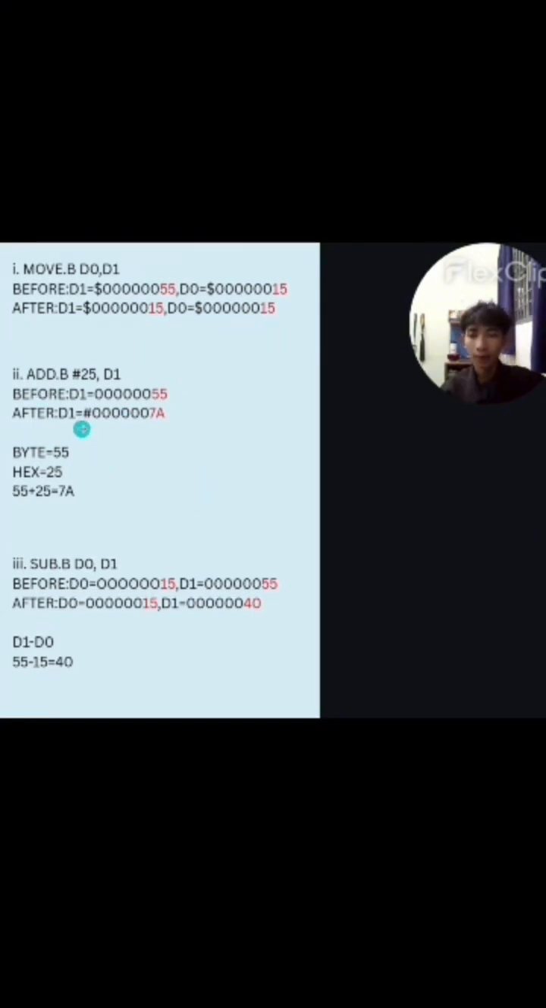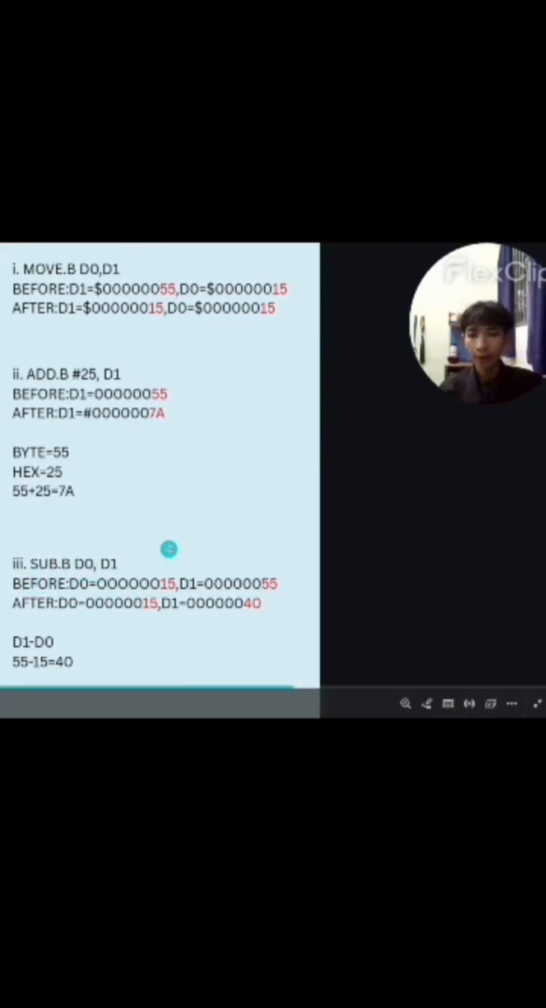For question C2, add.b 25 to D1. Before, D1 holds a value of 55. We only see 2 digits from behind because it is a byte and we only have 2 digits. The question is to add 25 and 55. The calculation must be in hexadecimal. So after, D1 equals 7A.